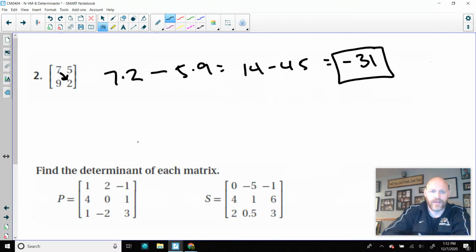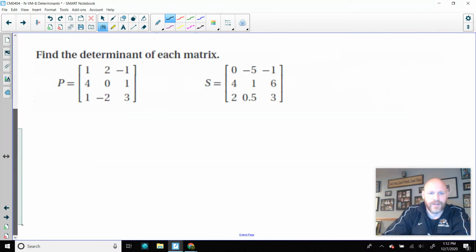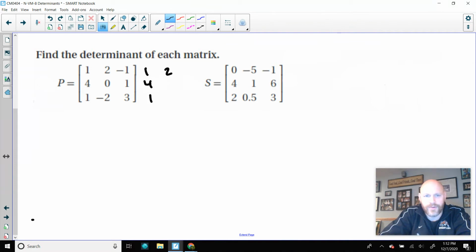Let's go ahead and take a look at this. Find the determinant of P next. So what I'm going to do is rewrite the first two rows. We have a 1, a 4, and a 1, 2, 0, and a negative 2. I'm going to multiply the diagonals. 1 times 0 times 3 is 0.